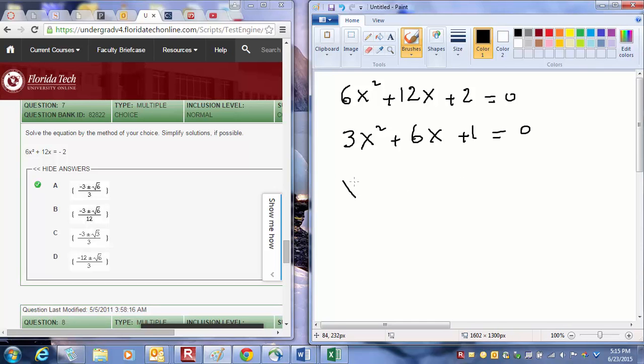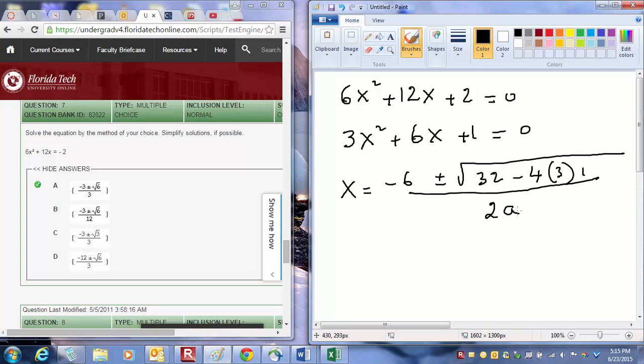Use the quadratic formula. x equals minus b, which is negative 6, plus or minus the square root of b squared, that would be 36, 6 times 6 is 36, minus 4 times a times 1, over 2a. That's the quadratic formula. So let's simplify. Negative 6 plus or minus the square root of 36 minus 12. 36 minus 12 is just 24, over 2 times a, or 2 times 3. This is 3 here. So that would be 6.